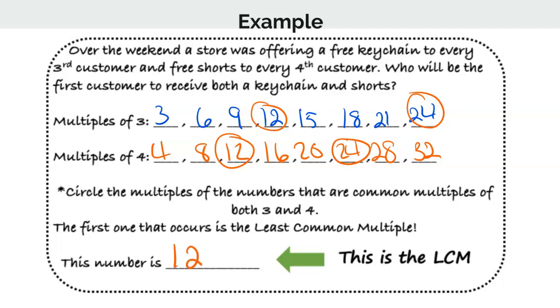Also notice that every 12th number is a common multiple. So if we kept going out, 36 would be a common multiple, 48 would be a common multiple, but the smallest, or the least common multiple, is 12. So that means this is our LCM. Pause the video, try the next section on your own, and then come back and check your answers with me.